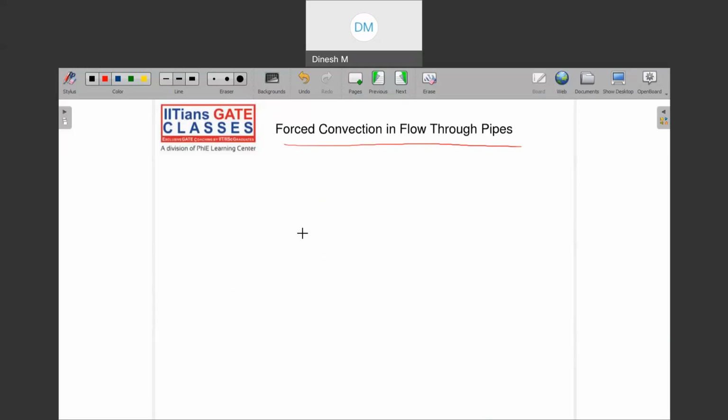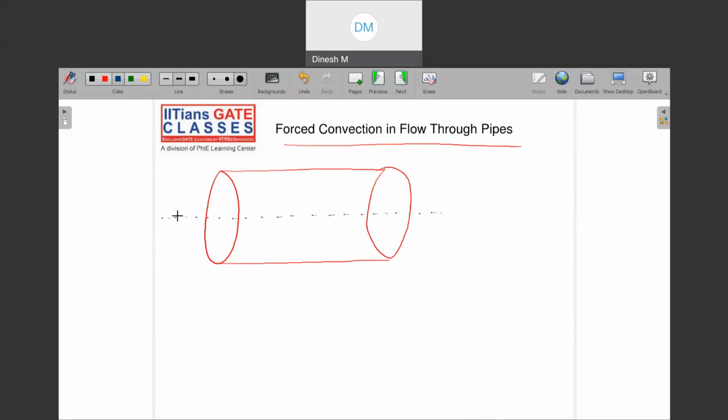See, let us say there is a pipe, and in this there is some flow happening. If this pipe is subjected to some flow, this fluid is also having some temperature with it.